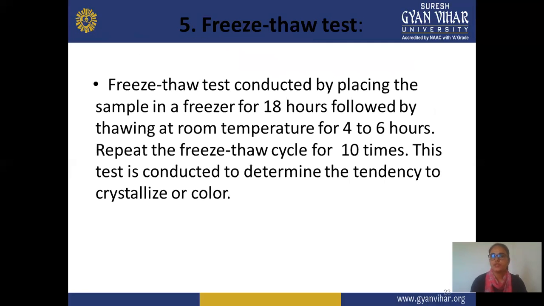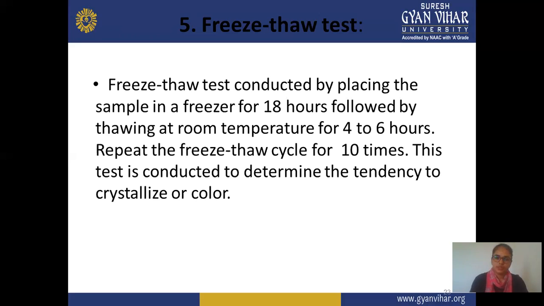Next test is freeze-thaw test for your suspension. This test is also for your suspension formulation. In this, the freeze-thaw test is conducted by placing the sample in a freezer for 18 hours, followed by thawing at room temperature for 4 to 6 hours, and repeating the freeze-thaw cycle 10 times. And this test is conducted to determine the tendency to crystallize or change color. This is a very simple test.